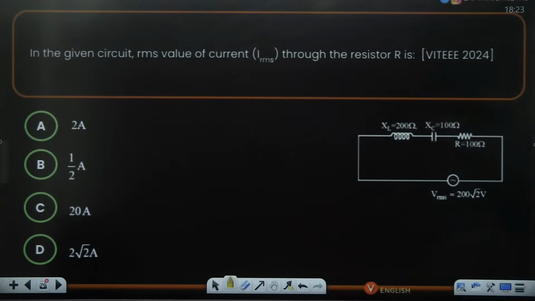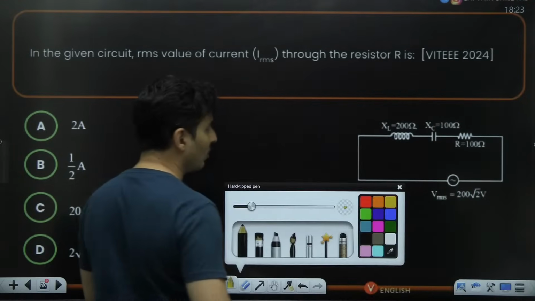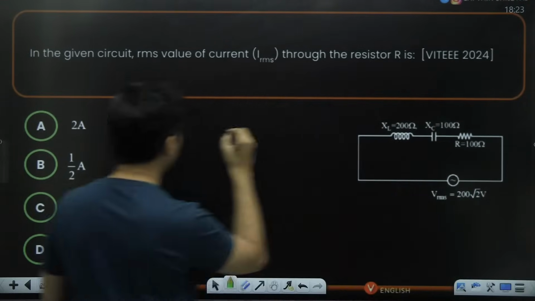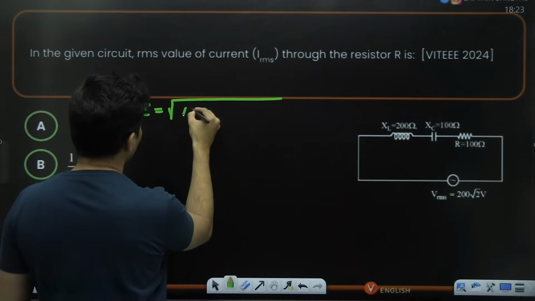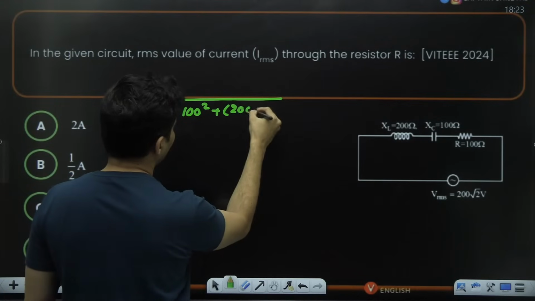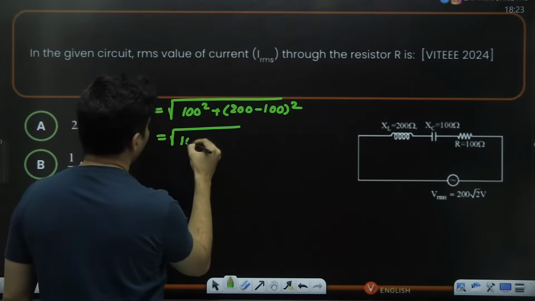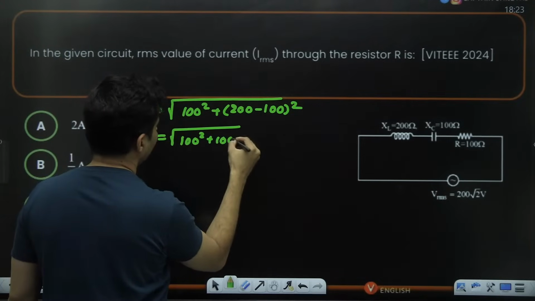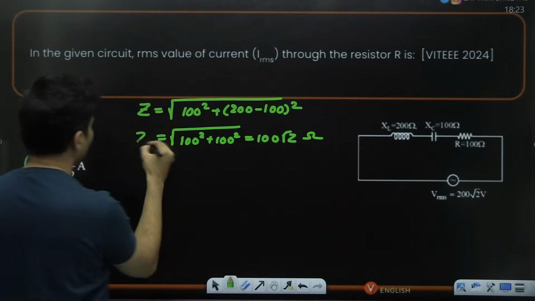In the given circuit, what's the current through the resistor? XL, XC and resistance, everything is given. RMS voltage is also given. First thing, find the impedance directly. Z is the root of R square, which is 100 square, plus (XL minus XC) whole square, which is (200 minus 100) whole square. So it will be 100 square plus 100 square. 100 is common, and root 2 ohms. So that is your impedance.